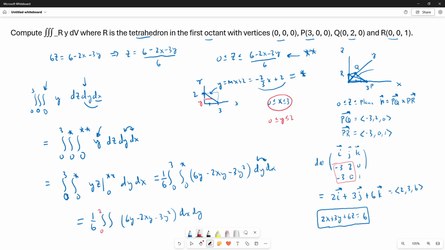And x is going to go from 0 to the line. And this line is in terms of x. So the line is y equals negative 2/3 x plus 2. We'll just solve it for x. So multiply both sides by 3. Don't forget to multiply the 2 by 3 as well. Subtract the 6. And then divide by negative 2. So x is negative 3/2 y plus 3.